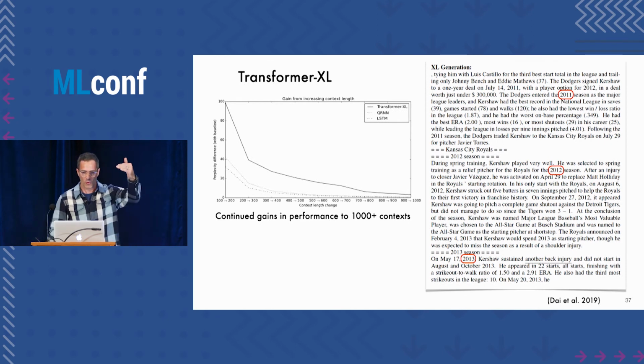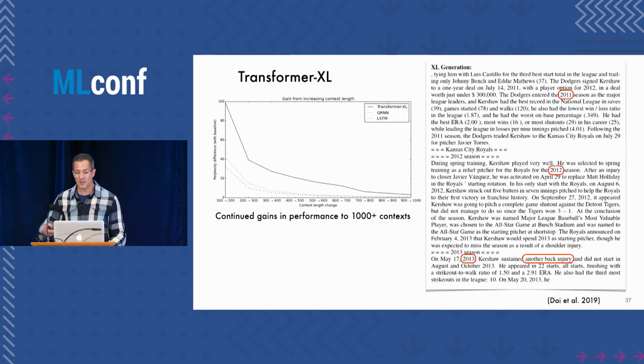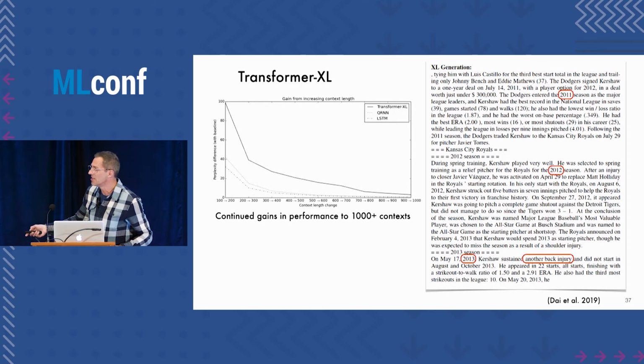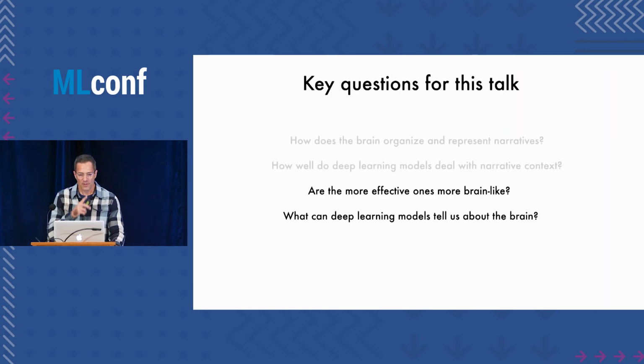So it's got that. It's remembering where it is in this whole task, while it's doing all this other generation. And it even realizes the guy previously had an injury and says that now he's had another back injury, right? And he never played for the Royals, so it's also generalizing well and making up stories. So, okay. The question is, are the more effective ones like the transformers more brain-like or not?